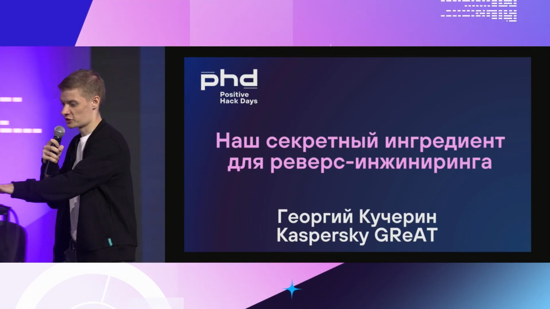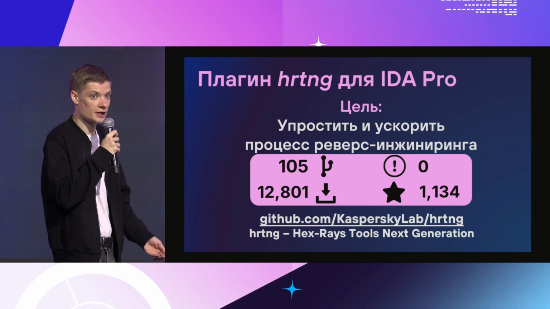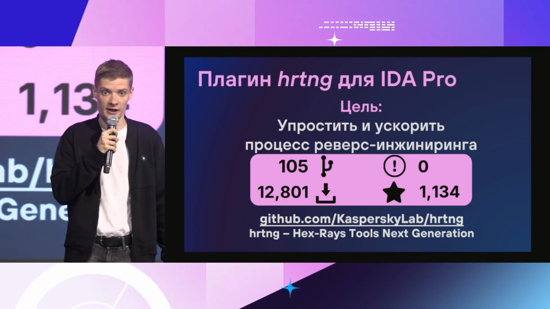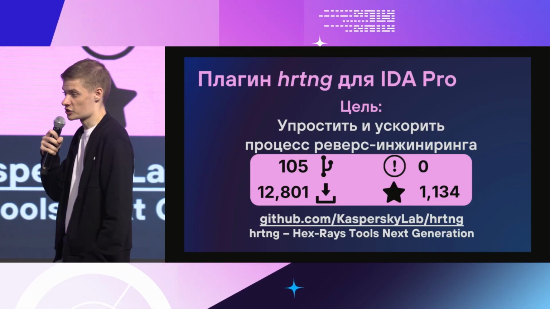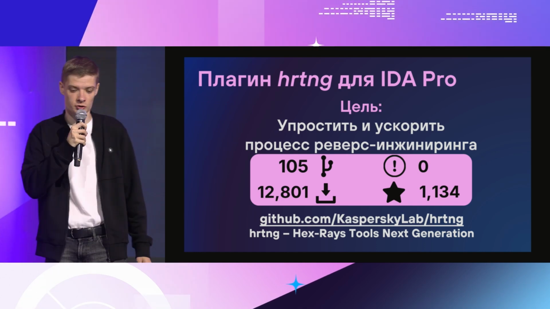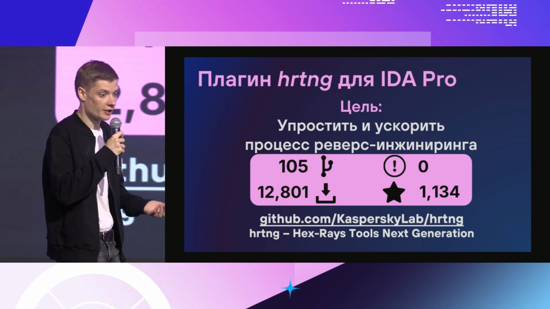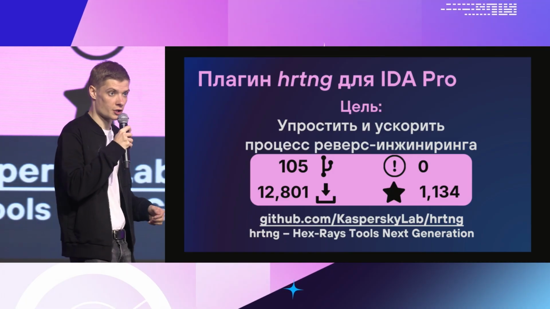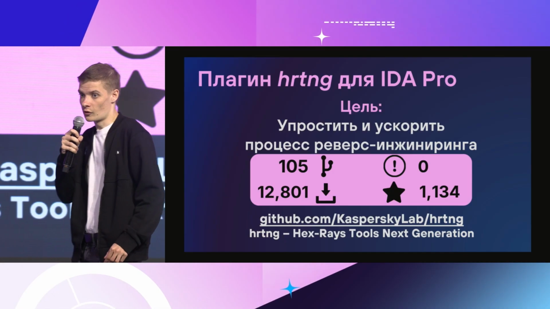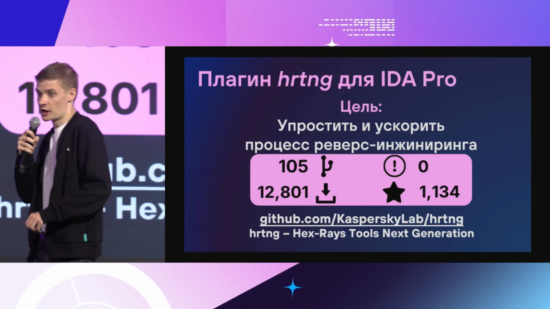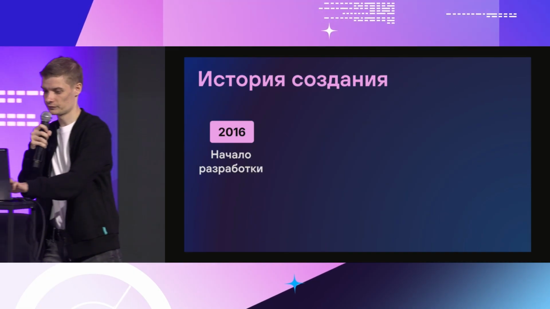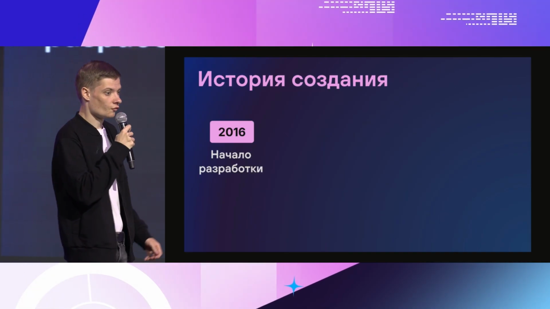We also develop several projects that help us make the analysis of threats easier, simpler and more available. One of such projects is our plugin hrtng for IDA Pro. The goal of this plugin is to simplify and accelerate the process of reverse engineering. But before I show you how it does it, I will tell you about the history of this plugin.